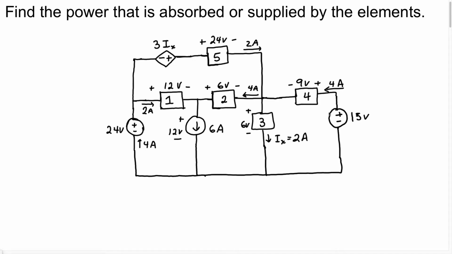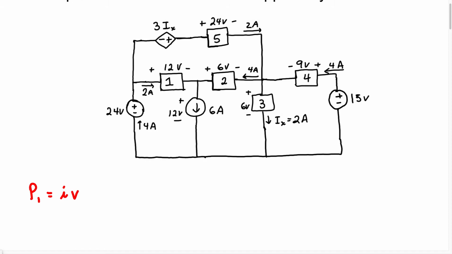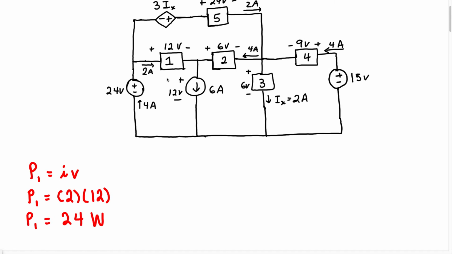Let's start with element 1, right? We're going to start right here. So we're going to say the power of element 1 equals current times voltage. Now the current in this element is going to be 2 amps because we can see the current is flowing in this direction into the positive terminal. Therefore, we can write this as 2 for the current, and the voltage is going to be 12. So when you solve for this now, the power in element 1 is going to be 24 watts. And we know because it's a positive power that this element is going to be absorbing power. I'm just going to write absorbed.